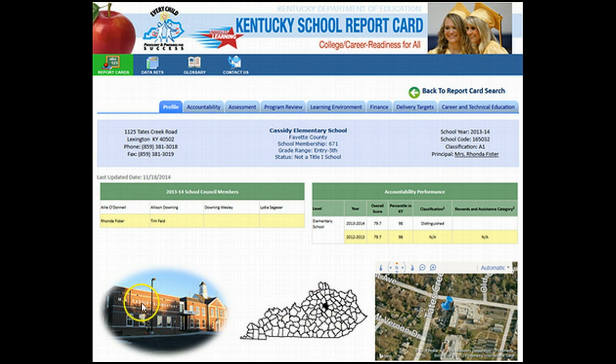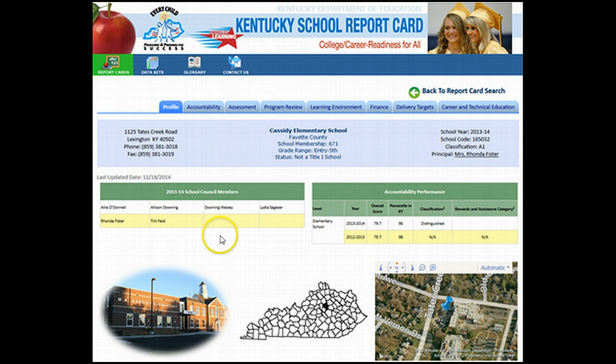You get a photograph of the outside of the school and some basic information: address, phone number, name of the school, how many students are in the school, what's the grade range, whether or not this is a Title I school. There is a code for the school, and that's mostly used for state purposes. Classification school, an A1 school, is a typical public school in good standing. The current principal is my old assistant, Rhonda Pfister.